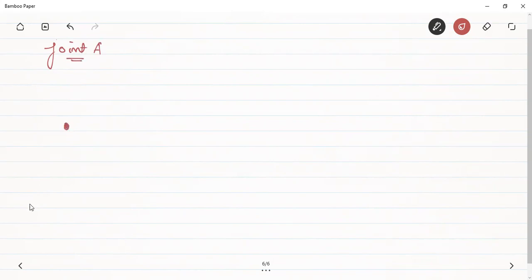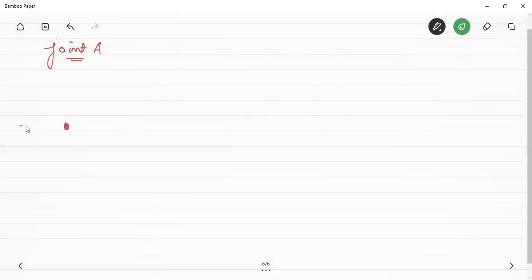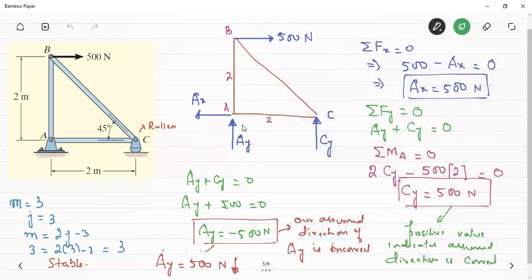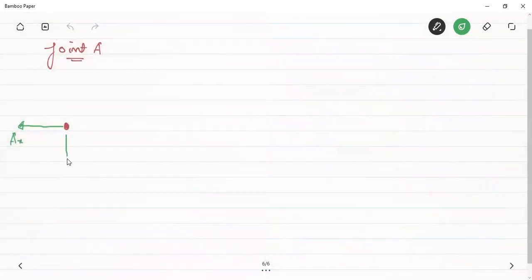This is the joint A. So there were two forces, that is Ax. Another was Ay. Now see here, this Ay was actually assumed to be in the upward direction, but its result came out to be negative. That is, it is actually in the vertical downward direction. There are two ways to see this. I can keep this direction as incorrect.